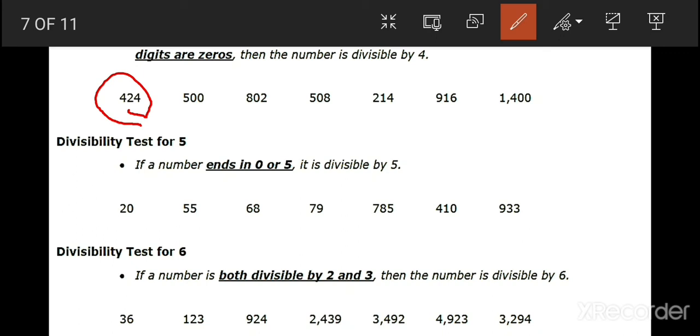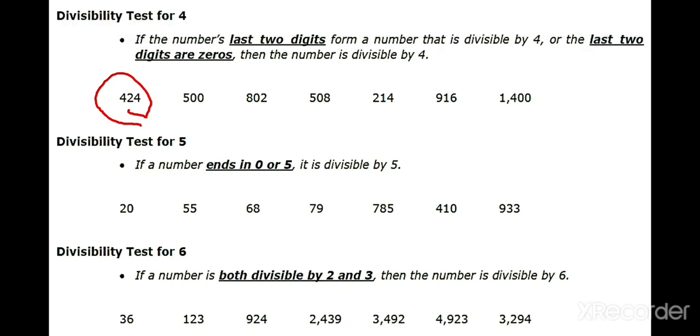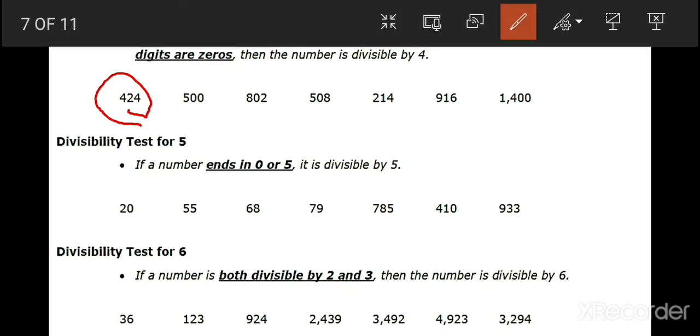Another rule here is that the last two digits are zeros. Can you find numbers wherein the last two digits are zeros? There are. So 500, the last two digits are zeros. Therefore, immediately it is divisible by 4. So all you have to do is to encircle all the numbers that are divisible by 4. If it is not divisible by 4, just don't touch it.